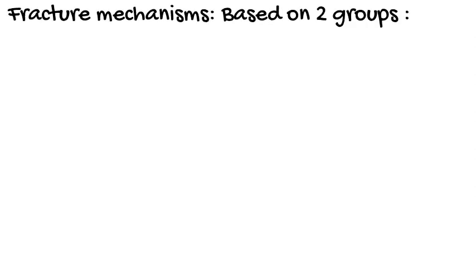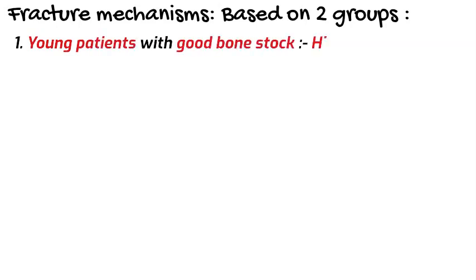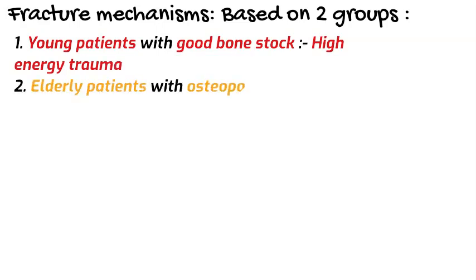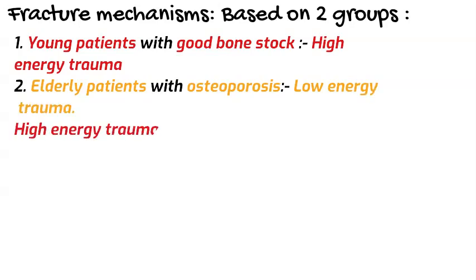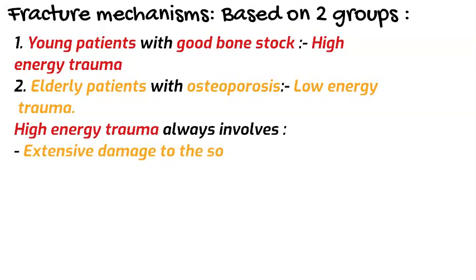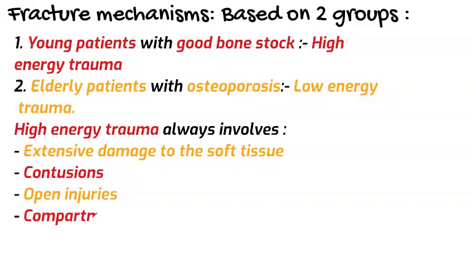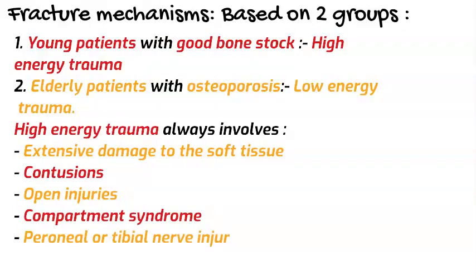Fracture mechanism based on two groups. Number 1, young patient with good bone stock, usually due to high energy trauma. Number 2, elderly patient with osteoporosis, usually due to low energy trauma. High energy trauma always involves extensive damage to the soft tissue, contusion, open injuries, compartment syndrome, peroneal or tibial nerve injury, popliteal artery injury.